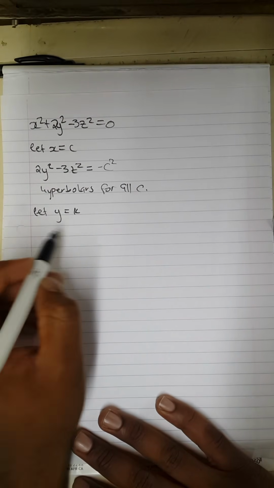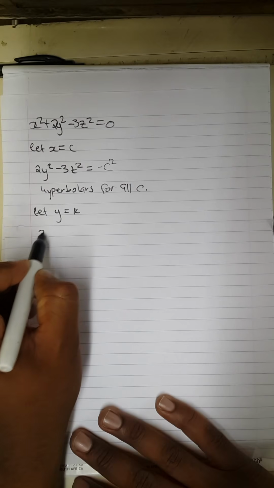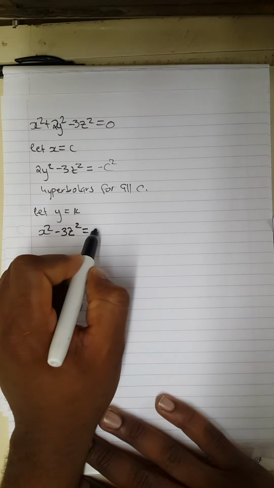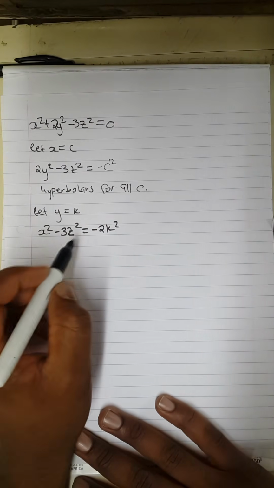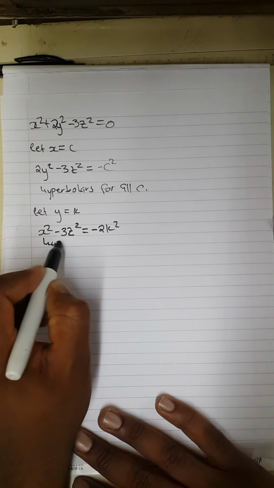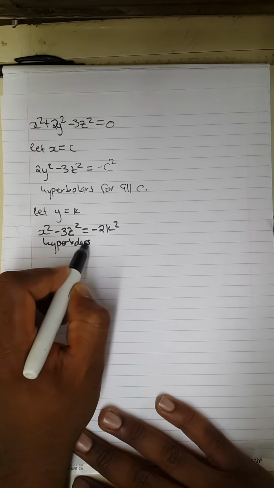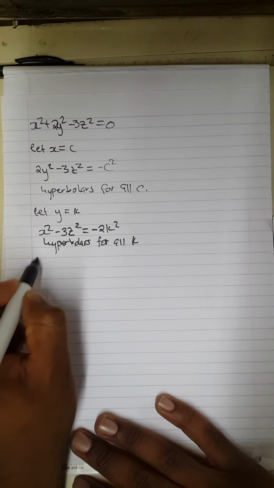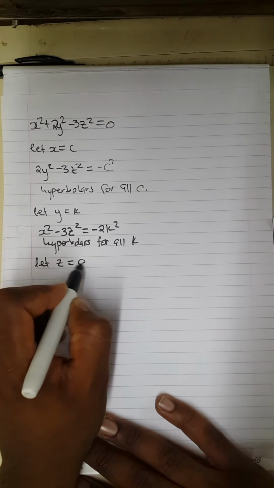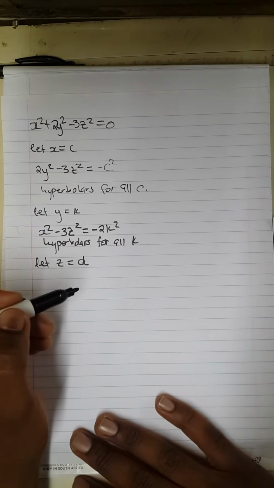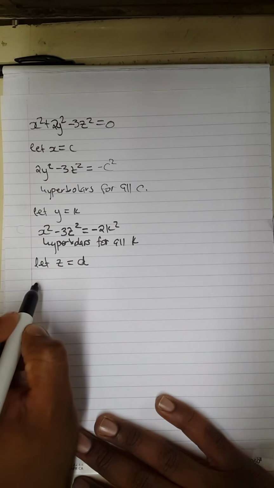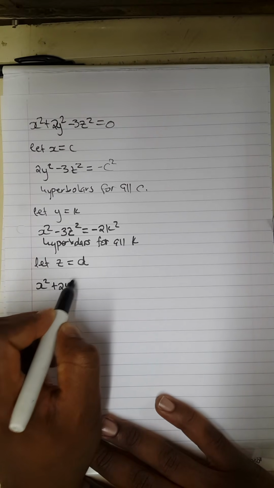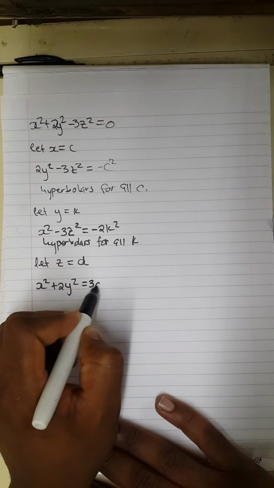Now we're going to let y equal the constant k, and then when we do that, we get x squared minus 3z squared is equal to minus 2k squared, and still these are hyperbolas for all k. Okay, and then we're going to let z equal d, a constant. Okay, d has to be a constant, and then when we do that, we get x squared plus 2y squared is equal to 3d squared.